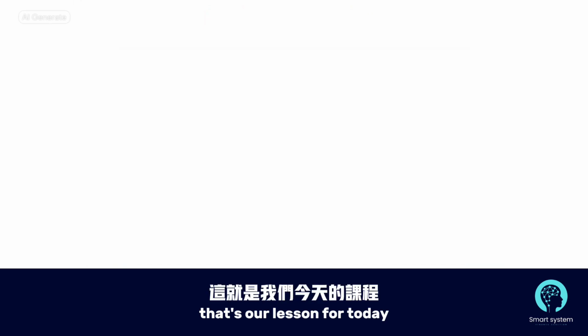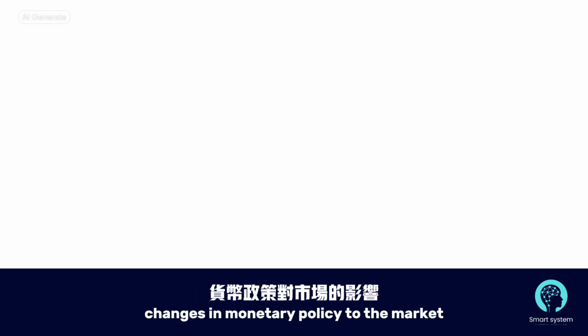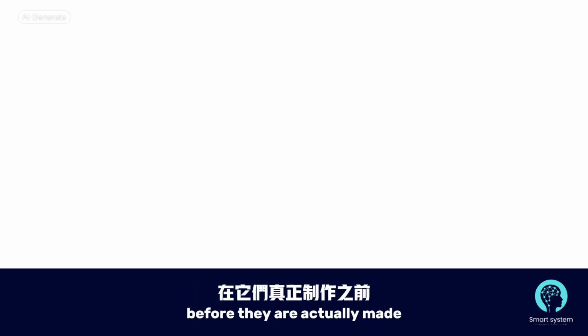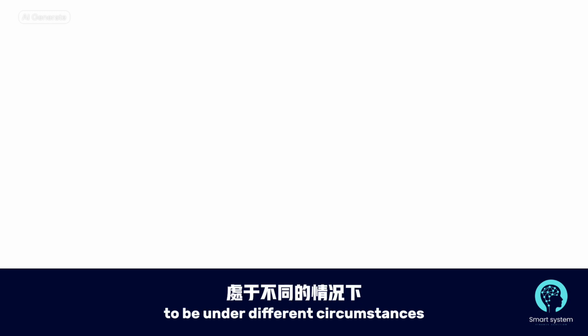That's our lesson for today. In our next lesson, we're going to look at how the Fed signals changes in monetary policy to the market before they are actually made, and how drastic market moves are expected to be under different circumstances.